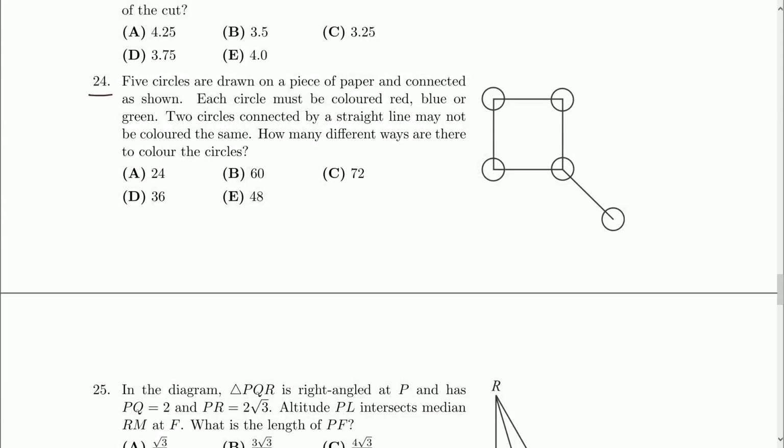5 circles are drawn on a piece of paper and connected as shown. Okay, so we've got 1, 2, 3, 4, 5. Each circle must be colored red, blue, or green. So we have some different choices here. 2 circles connected by a straight line may not be colored the same. So if we have blue here, we can't have blue here. We'd have to have red or green. So we have some choices.